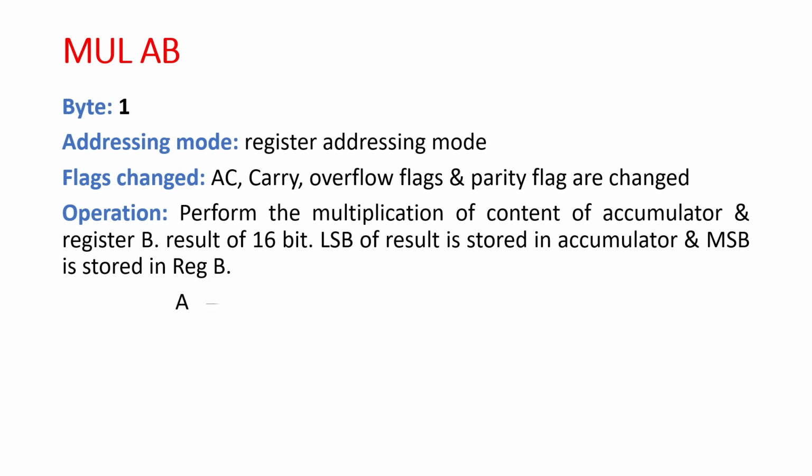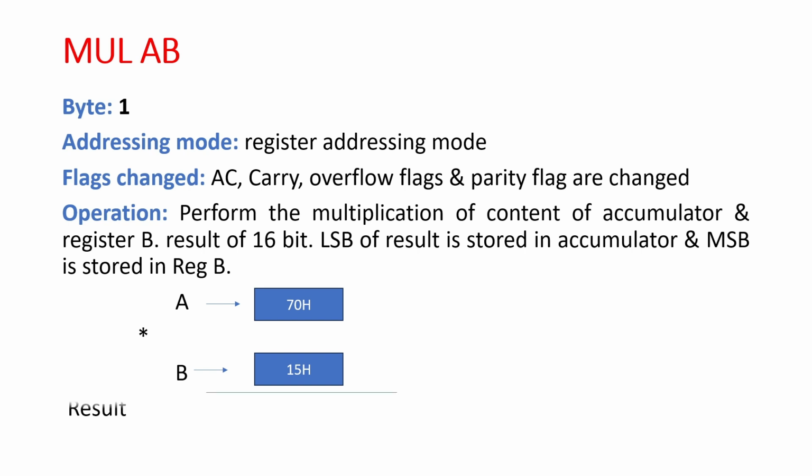See, if the content of accumulator is 70H and the content of register B is 15H, then they will be multiplied by this instruction and the result is of 16 bit. From that result, the LSB byte is stored in accumulator and the MSB byte is stored in register B. For performing any multiplication, the data should be in accumulator and register B.